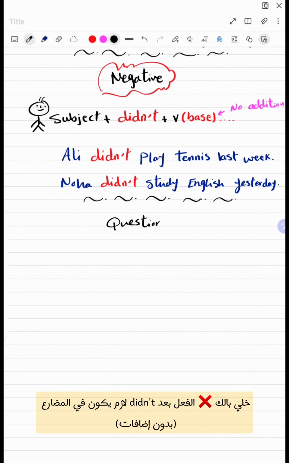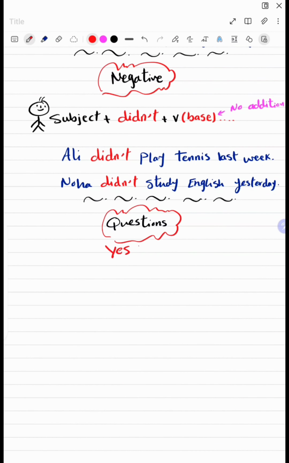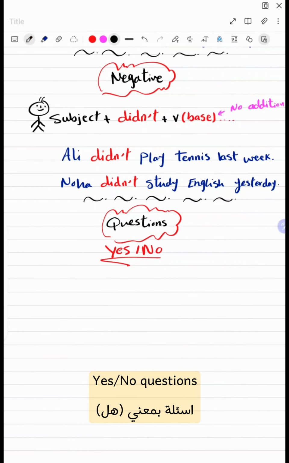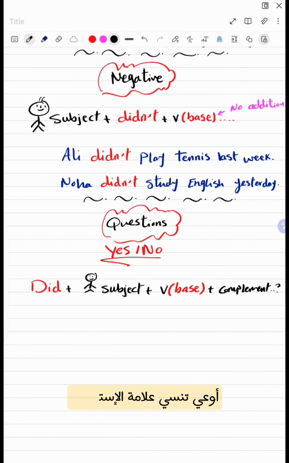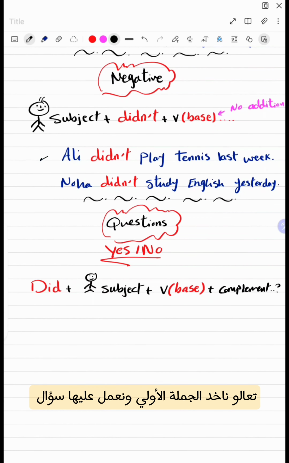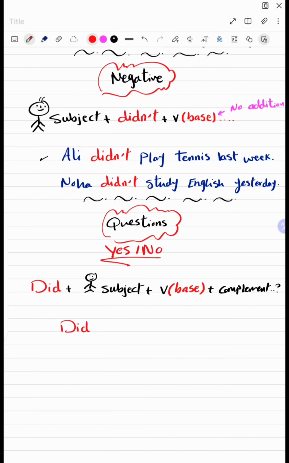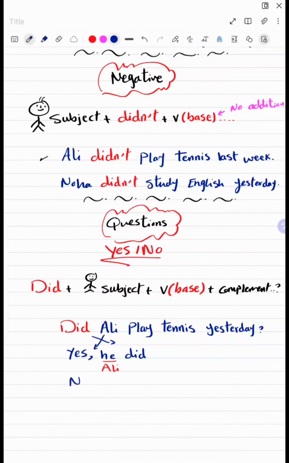Okay, moving to the questions, we have 2 types, starting with the yes and no questions. To start a question to be answered with yes or no, you say did plus the subject plus the verb in the base form, then you complete the question. Don't forget the question mark. So let's take the first one and make a question on that. Did Ali play tennis last week or yesterday? The answer might be yes, he did, or yes, Ali did, no problem, or no, he didn't.